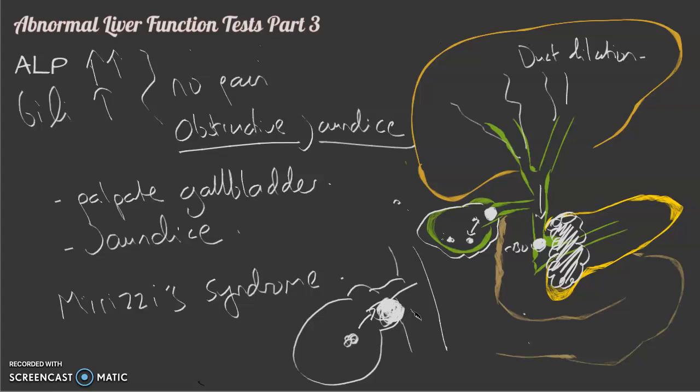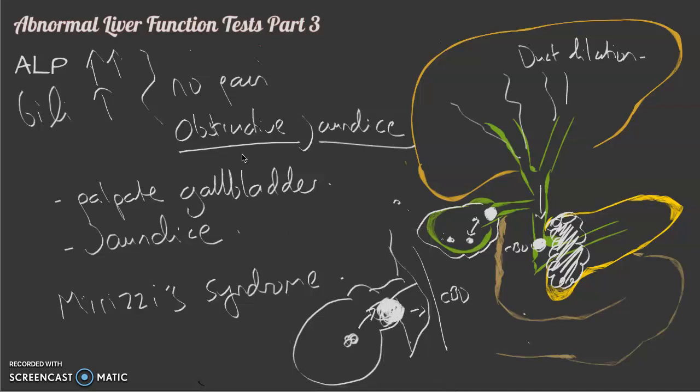So the stone that is impacting the gallbladder in this particular area can compress the common bile duct. So it has the same or similar effect to a common bile duct stone, but it's just being compressed externally. So that can cause obstructive jaundice, Mirizzi's syndrome, but it's still caused by an issue within the gallbladder itself.